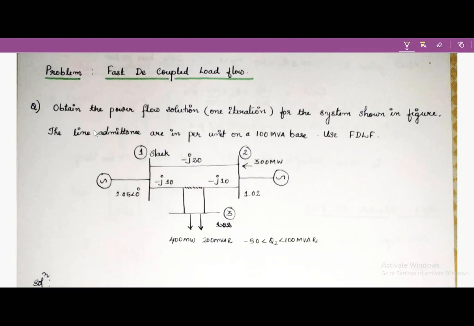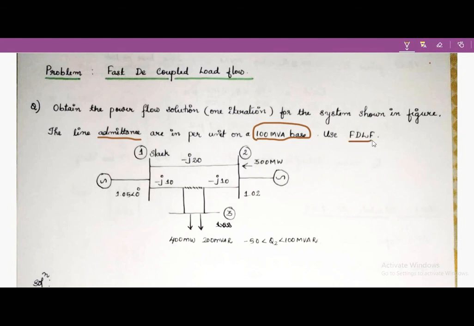All other steps that we have seen in the Newton-Raphson method will remain the same in the fast decoupled load flow method as well. Now, we can move on to the question. Obtain the power flow solution and one iteration for the system shown in the figure. The line admittances are in per unit on a 100 MVA base. Please do remember this data given.